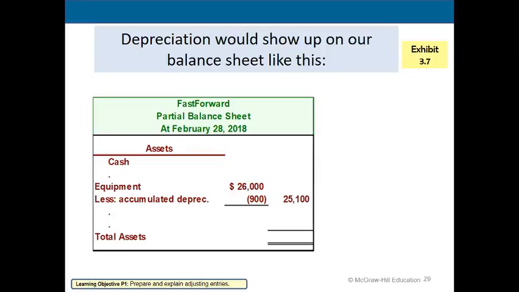Now, since we're depreciating $300 per month, this is what this particular asset account will look like at the end of February, 3 months after we bought it. There would be $900 of accumulated depreciation for those 3 months, and the book value, the difference between the cost of the equipment less its accumulated depreciation, is $25,100.